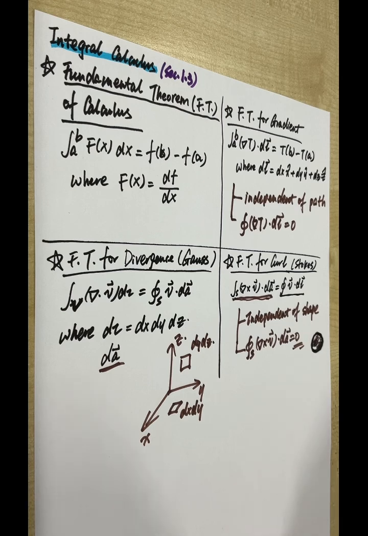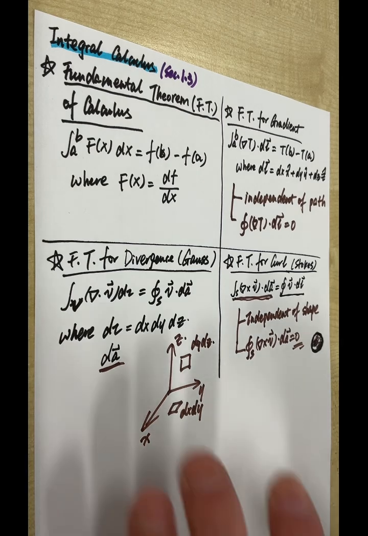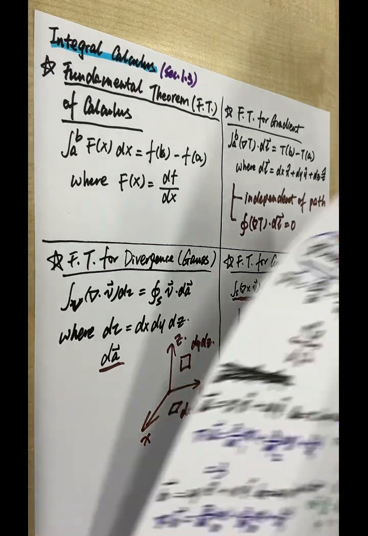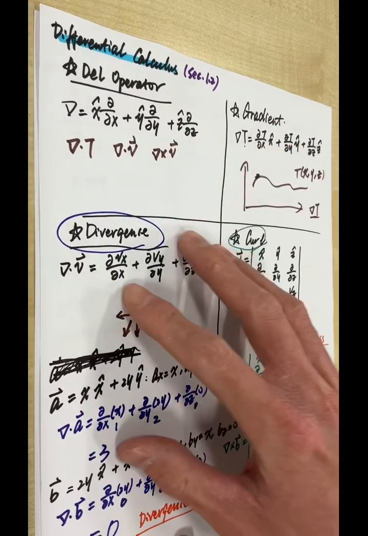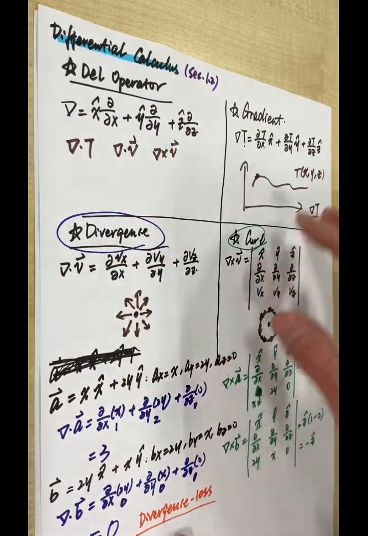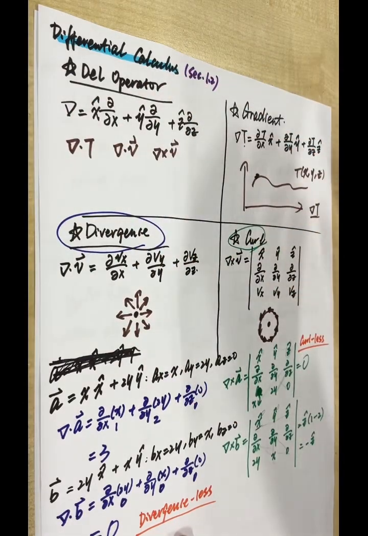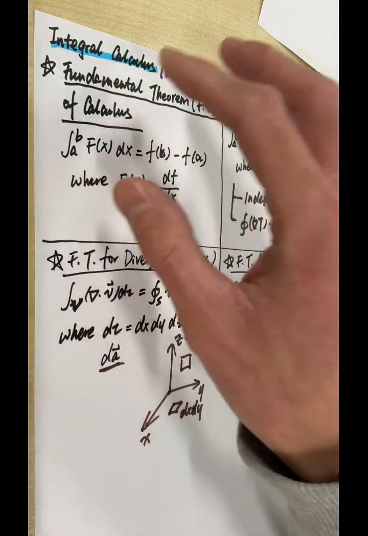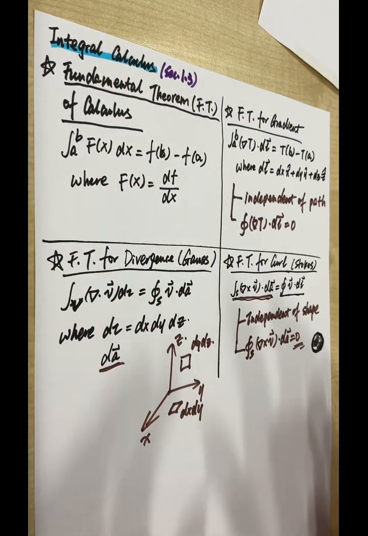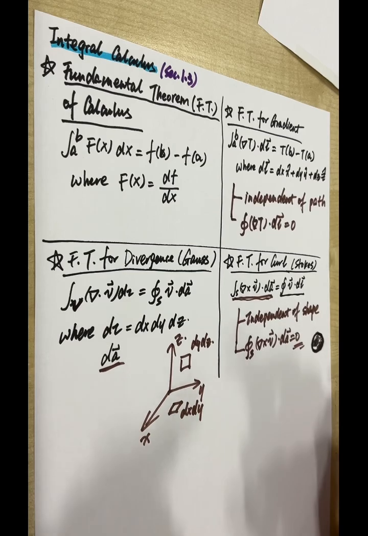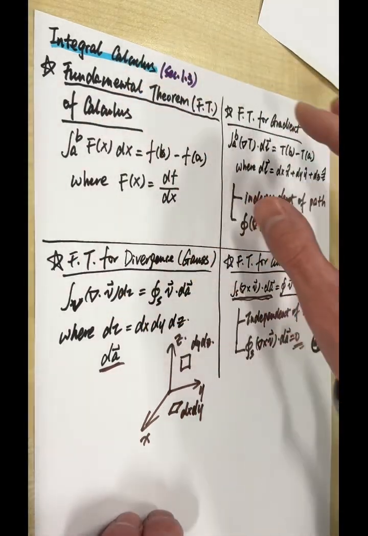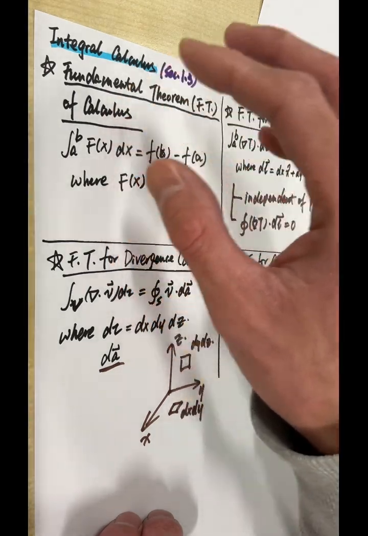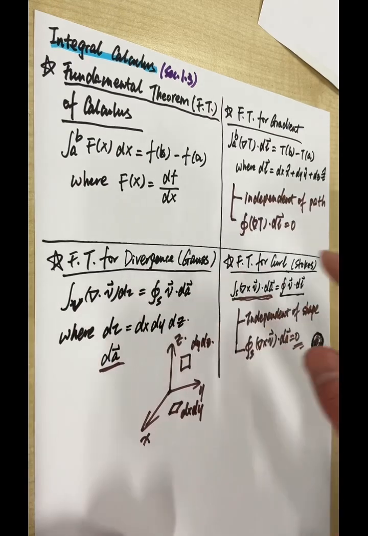But the important thing to remember is that all of these are similar to the four concepts for differential calculus. We have the del operator, gradient, divergence, and curl. And for integral calculus, the mathematics can be very complex. But in terms of concept, we also only have four concepts: the fundamental theorem of calculus, and then we apply this to gradient, divergence, and curl.